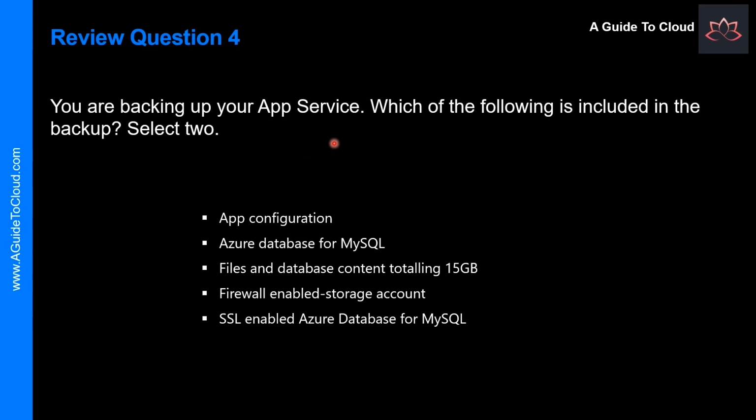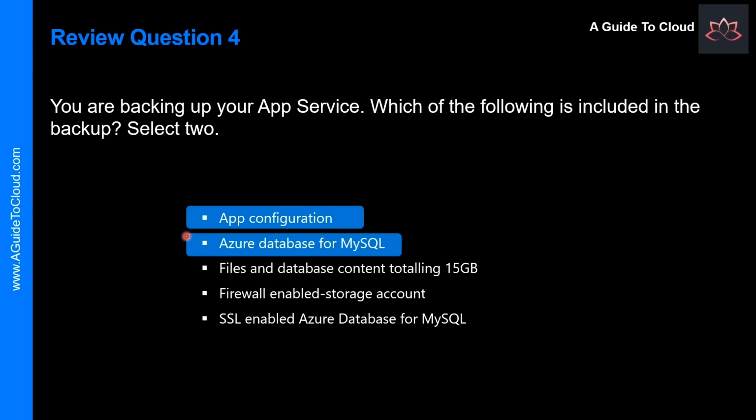You're backing up your app service. Which of the following is included in the backup? You need to select 2 to complete the whole solution. Is it app configuration? Absolutely correct. And another solution which is included in the backup for app service is Azure Database for MySQL. Not the firewall enabled storage, not the SSL enabled Azure Database or Files or Database. So the correct answer is app configuration and Azure Database for MySQL. App service can back up app configuration, file content, and database connected to your apps. And backups can be up to 10 GB of app and database content.